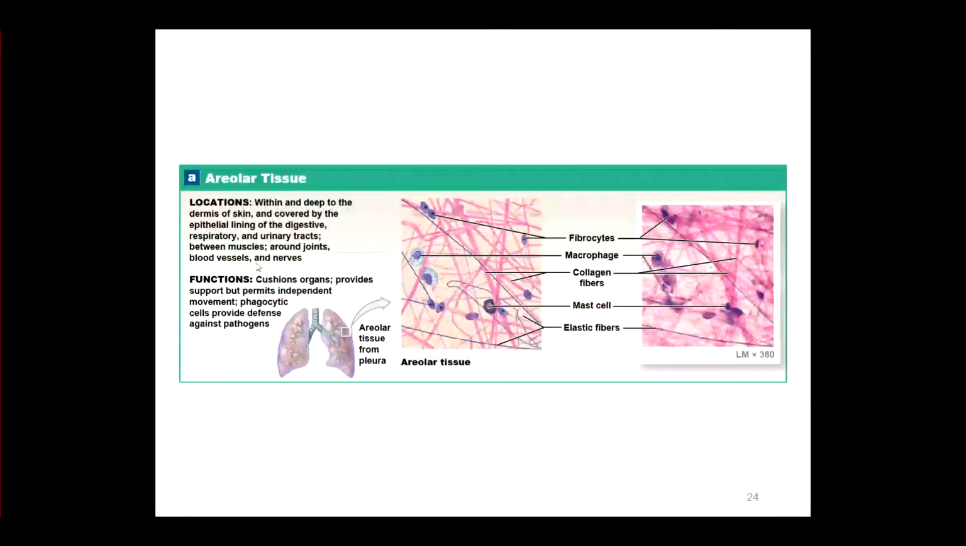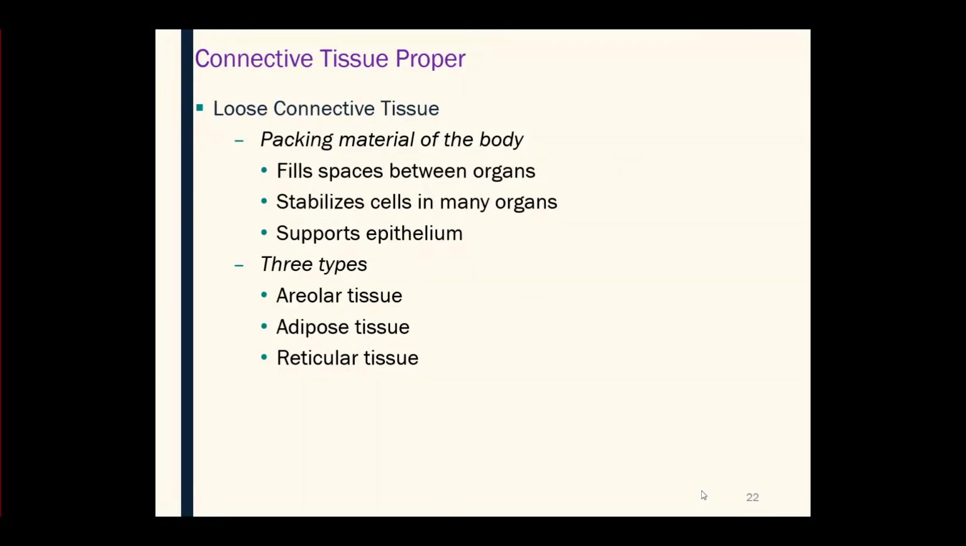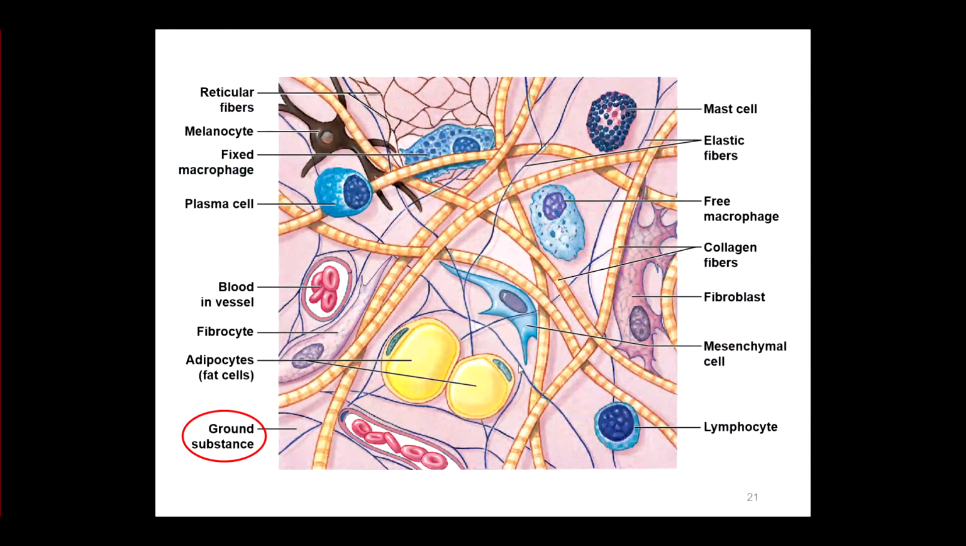So here's what it looks like when you look at it. Let me go back for a minute. This picture I've been looking at is actually a diagram of areolar connective tissue. I didn't want to tell you that then. I just wanted to give you an idea of the cells and the fibers and the ground substance. But this is actually areolar connective tissue, right?